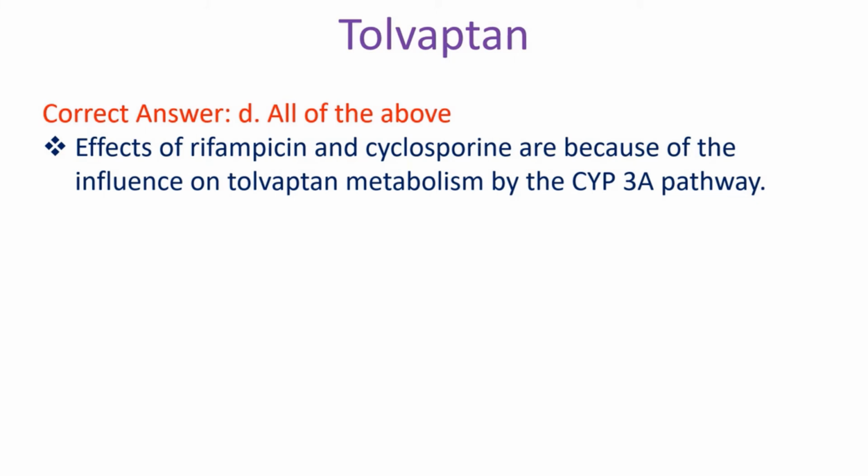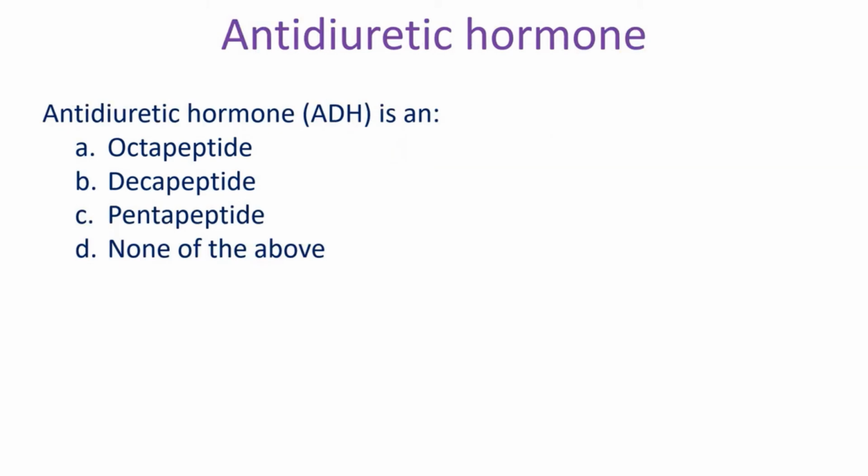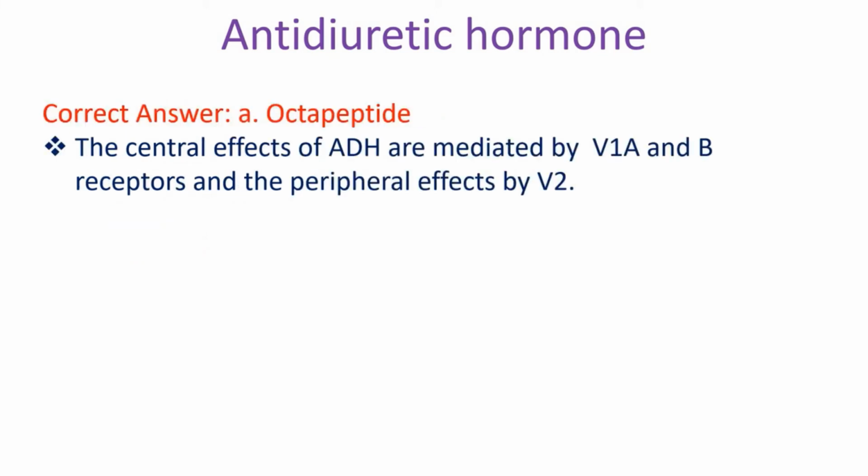Antidiuretic hormone is an A. Octapeptide, B. Decapeptide, C. Pentapeptide, D. None of the above. Correct answer A. Octapeptide. The central effects of ADH are mediated by V1A and B receptors and the peripheral effects by V2.